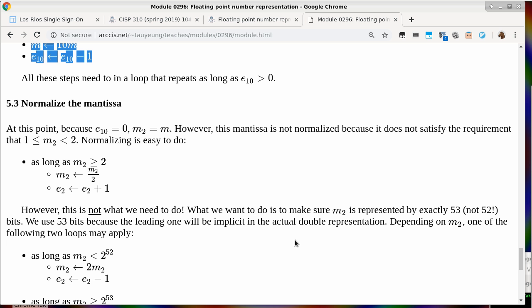So to normalize it means we have to shift that binary point until the mantissa becomes 1 point blah, blah, blah, blah. Okay? But that's not too bad. Because what we can do is we can do this part here. But this is not what we want to do, because if we do something like this, we're going to lose precision. So instead, what we're going to do is the bottom part.